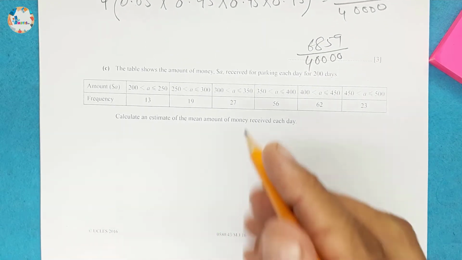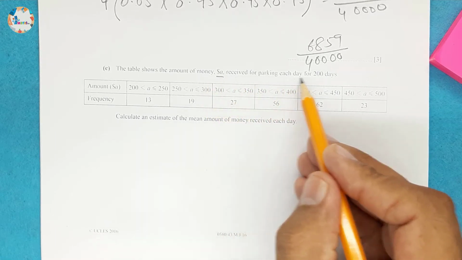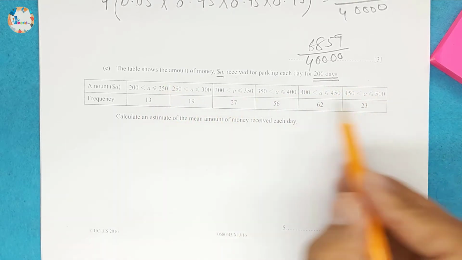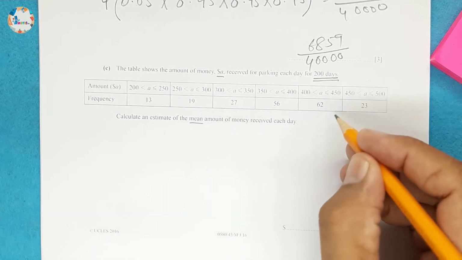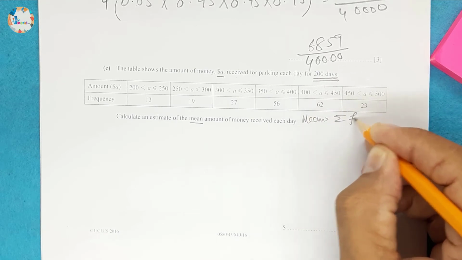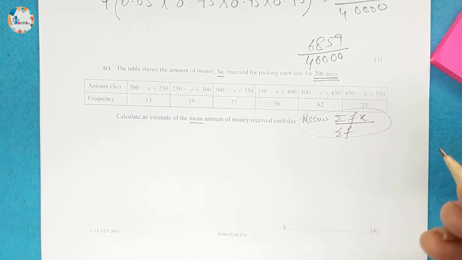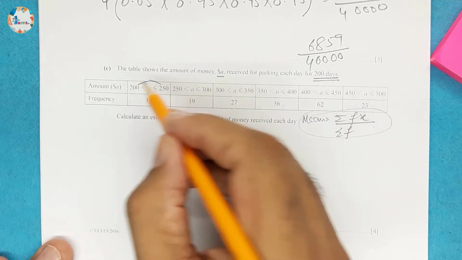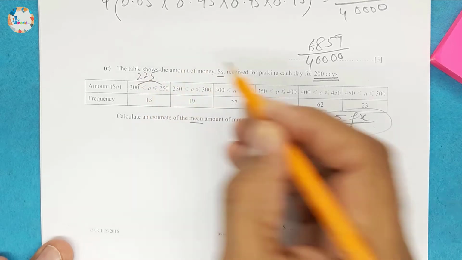Then part C. The table shows the amount of money in dollars received for parking each day for 200 days. So this is basically the frequency they have provided. Calculate the estimate of the mean. For the mean value, we know the formula: mean is equal to sigma fx over sigma f. This is the formula we'll be using. So we have to calculate the mid-values. For 200 and 250, the middle value will be 225.